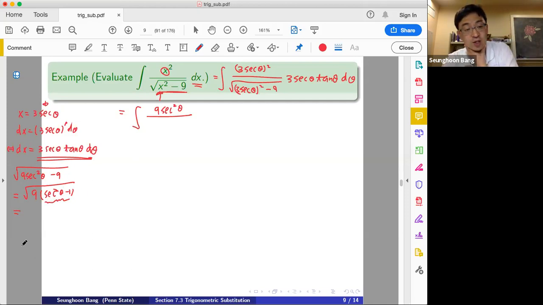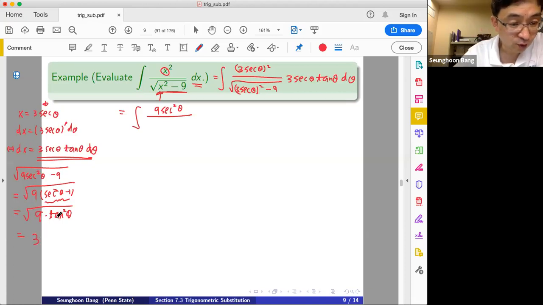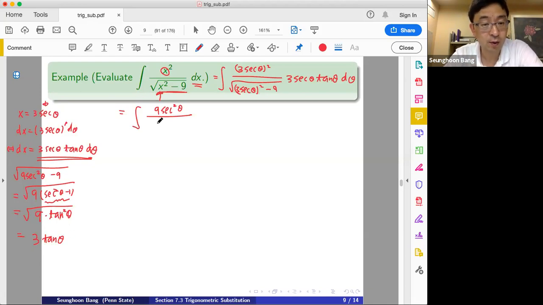Could you write your answer on the chatting board? What's that? Oh yeah, exactly. Tangent squared. You're right. And simplify. Root 9 is 3. The root and square cancel. The tangent function is positive here, so we don't take absolute value. Only tangent theta. So like this, we have 3 tan theta.